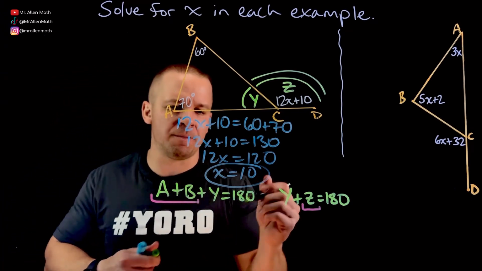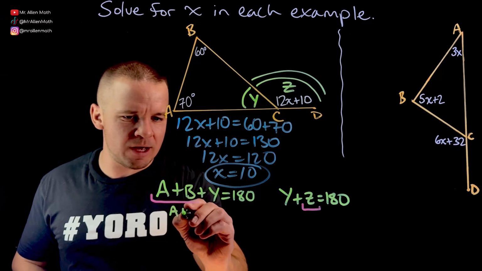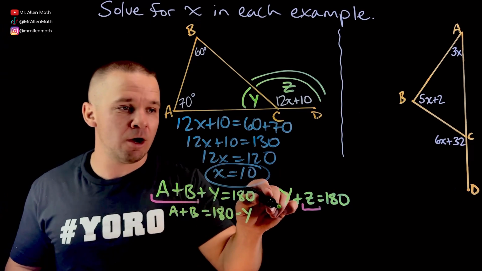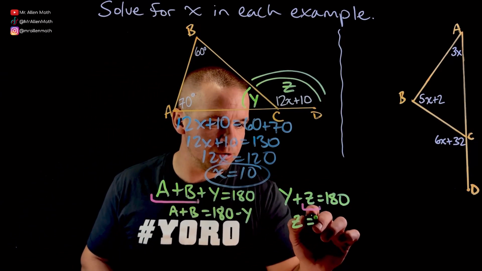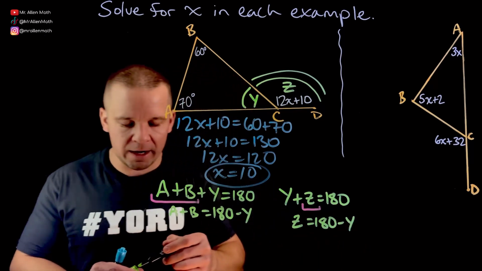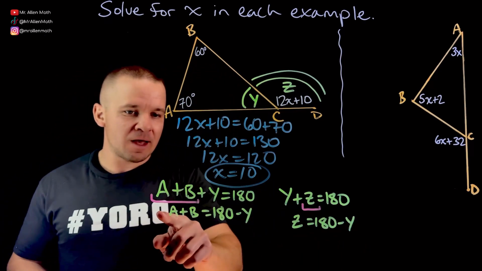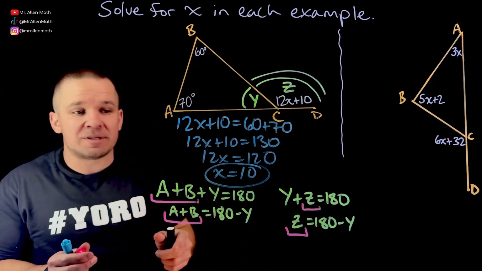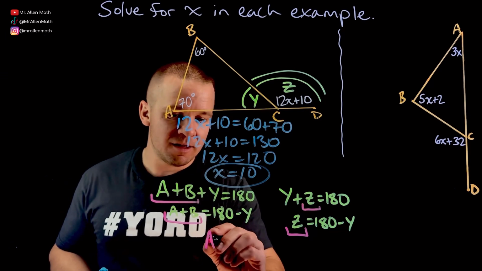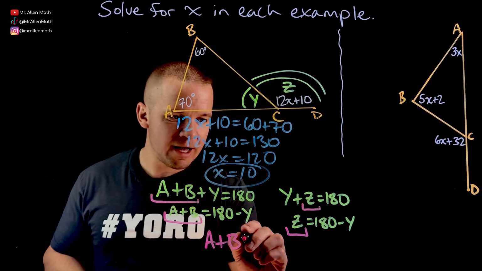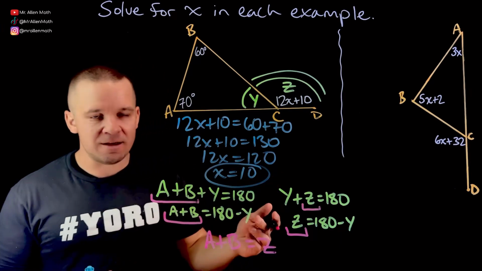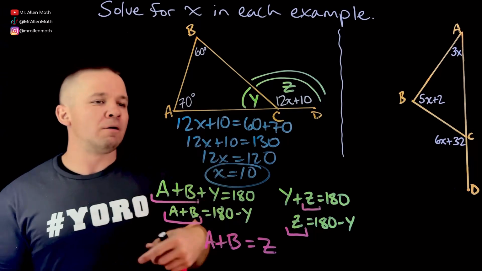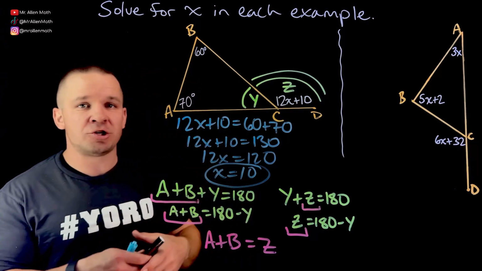If you still don't believe me, check this out. A little bit more algebraic manipulation. What if I were to say A plus B is equal to 180 minus y, like I just subtract y over. And I'll do the same here. Z is equal to 180 minus y. Oh my goodness. I now have A plus B and Z on their own sides. They're both equal to the same thing, which must mean that A plus B has to equal Z. Okay, so my exterior angle is going to be equal to the sum of the two remote interior angles in any situation such as this.